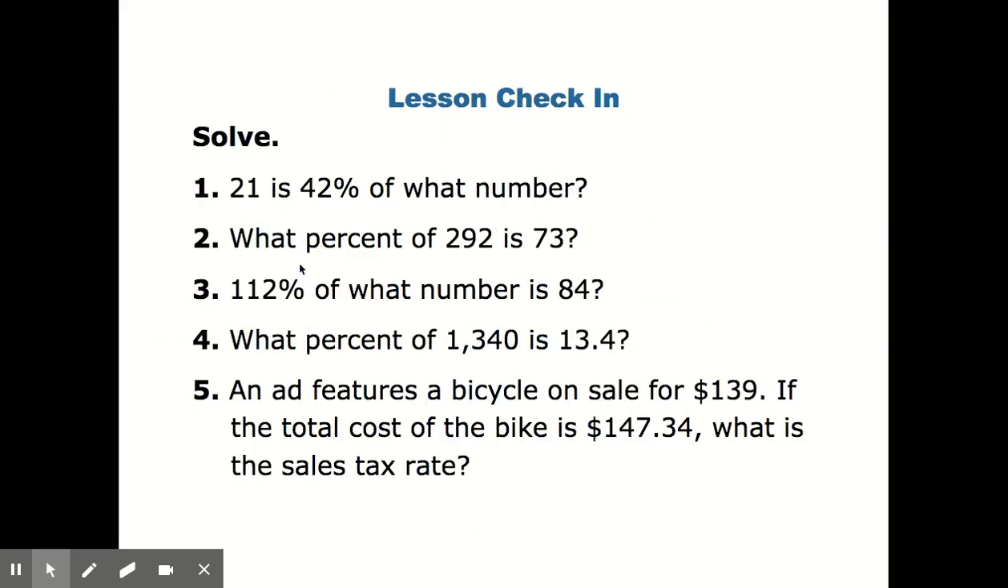Okay, and finally, just the check-in. 21 is 42% of what number? 50. What percent of 292 is 73? 25%. 112% of what number is 84? 75. What percent of 1,340 is 13.4? 1%. And finally, an ad features a bicycle on sale for $139. If the total cost of the bike is $147.34, what is the sales tax rate? 6%.